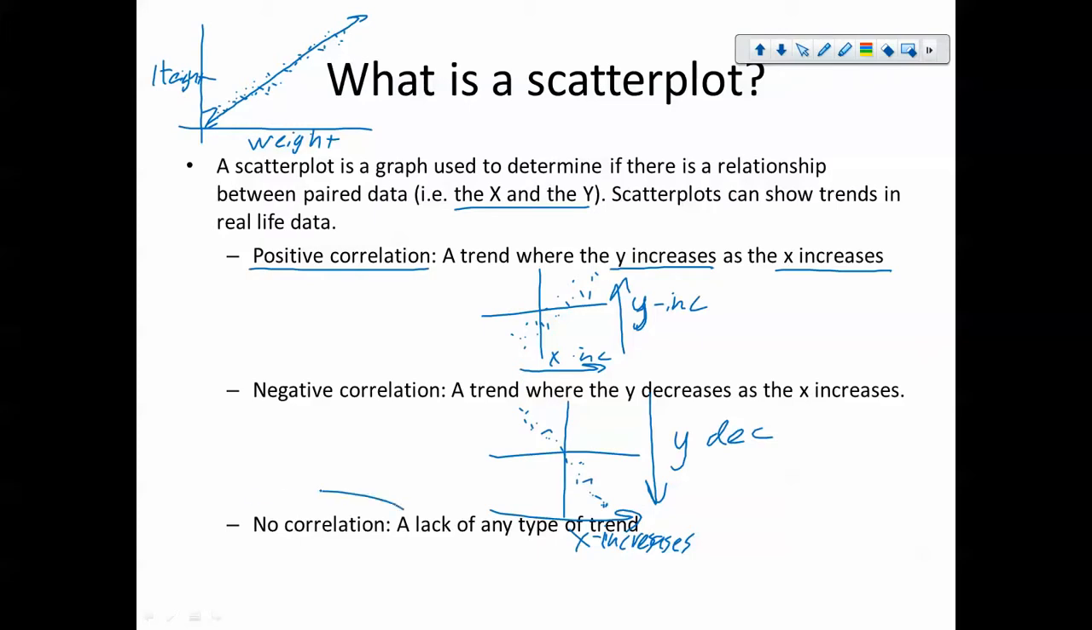And then finally we have no correlation, which is a lack of any type of trend, meaning that if I look at a scatter plot, I just kind of have dots everywhere. It's not like I can say as y is increasing, x is increasing, because it's just spread out. It kind of looks like a person sneezed on a graph, right?